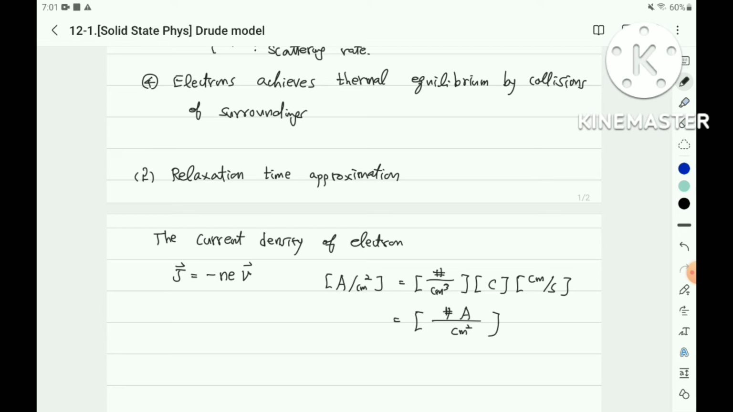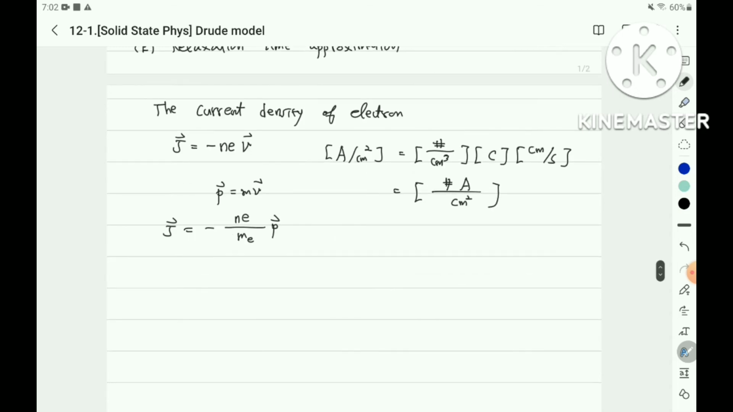Yeah, cross-sectional area. And the electric current in a defined cross-sectional area is the current density of electron. And because of p equal to mv, the current density can be written down as minus Ne over m times p. Here m means the electron mass, and because we treated the electron as a free electron, the mass is the bare electron mass.